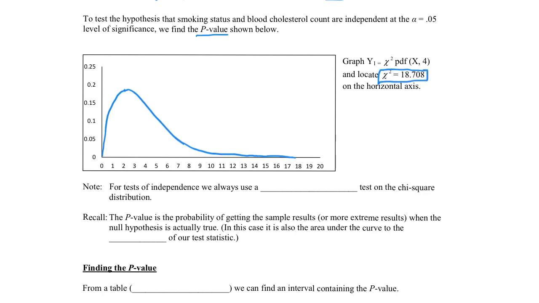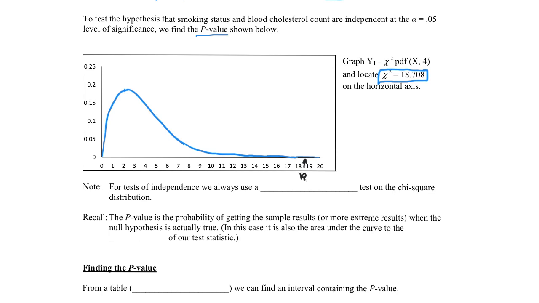Our chi-square is 18.708. And if you look along this number line for 18.708, it's way over here. In theory, this chi-square curve goes on forever. Remember, what's the area underneath this curve? Exactly 1. And we are way over here at 18.708. So we're about right there.